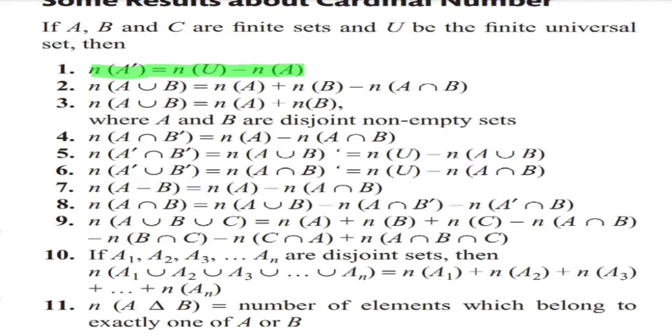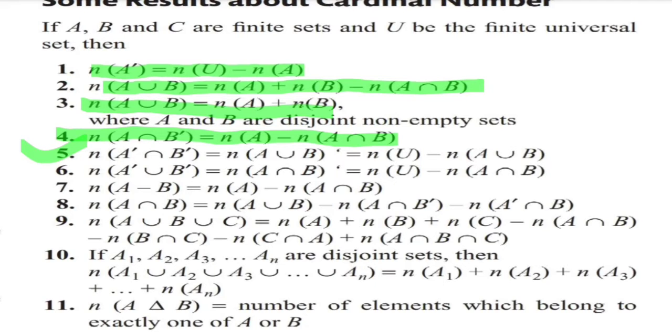Next, the second one, n of A union B, which is equal to n of A plus n of B minus n of A intersection B. The third one is n of A union B, which is equal to n of A plus n of B, where A and B are what? Disjoint non-empty sets. Disjoint means there are no common elements between set A and set B, right? Next, the fourth one is n of A intersection B dash, which is equal to n of A minus n of A intersection B, right?